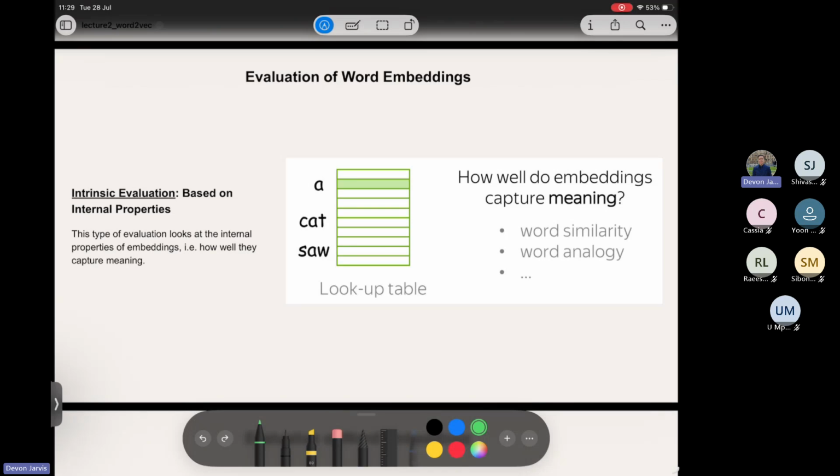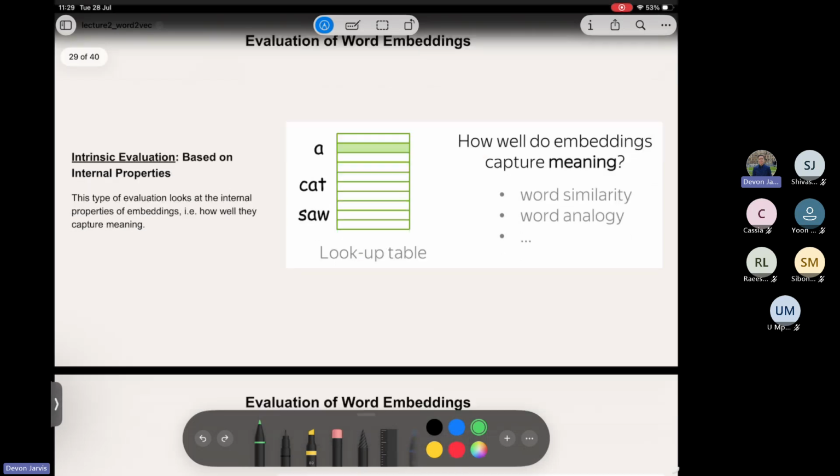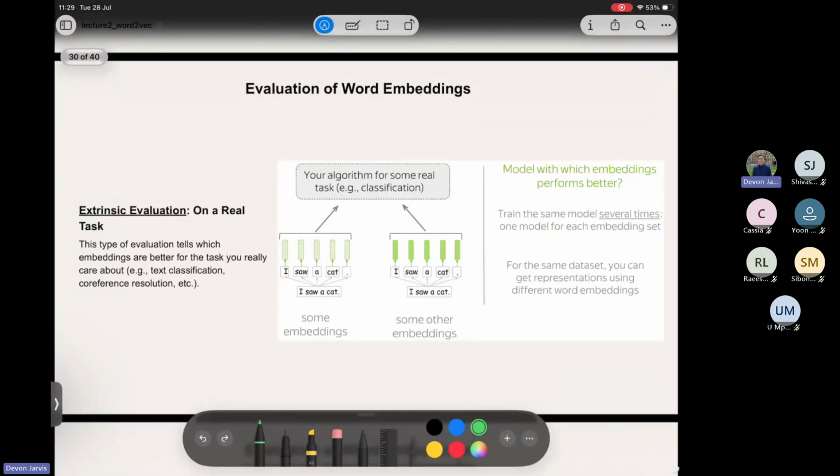So you can do things like make analogies or look at word similarity. Okay, and I'll show you some examples now. The other one is extrinsic evaluation. So that's when you do it on a real task. This is when you do a downstream evaluation on the embeddings, and your idea is that if you have good embeddings, you should be better at the downstream task.